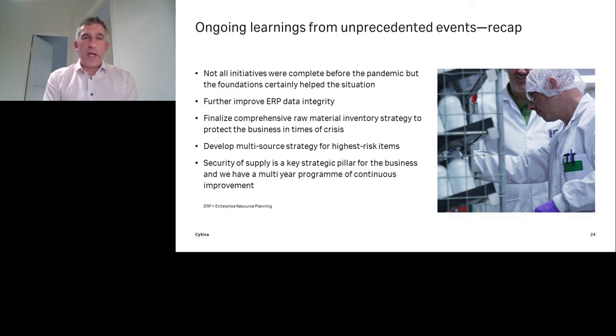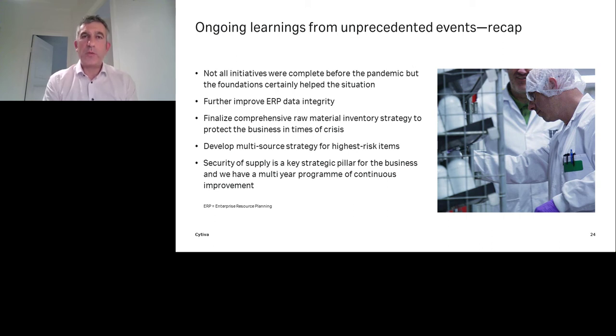So just finally on this point, in terms of the ongoing learnings from these unprecedented events, we found that we were in fairly good shape because not all of our initiatives were complete before the pandemic, but we had put some foundations in place. We need to further improve the quality and integrity of the data in our ERP system to make sure that we can rely on that and use the system as it was intended. And we are continuing a comprehensive review of raw material inventory, and we need to finalize that strategy to further protect the business in times of crisis.